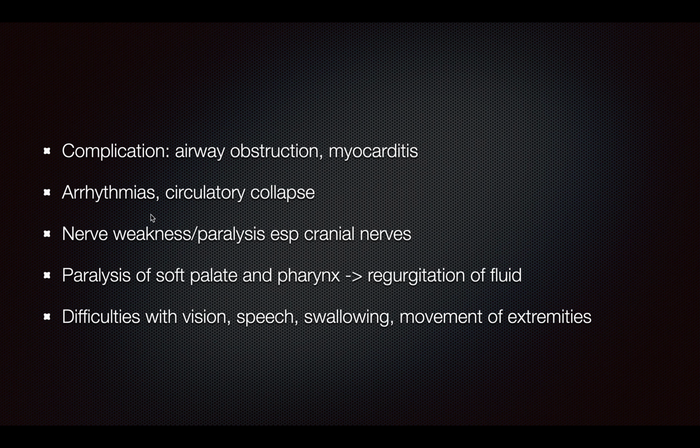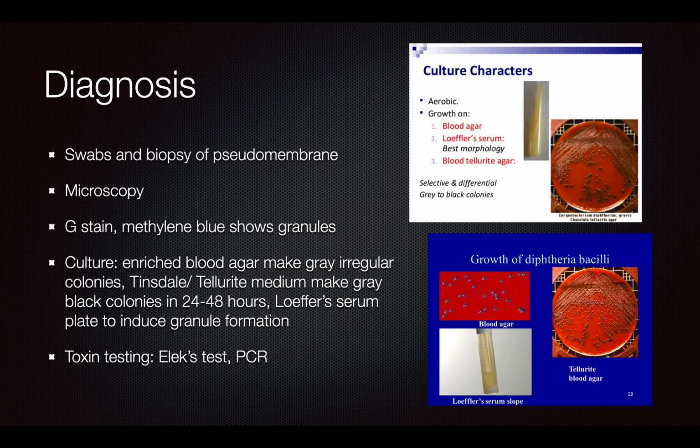Other complications include the arrhythmia and the circulatory collapse, along with the nerve weakness or the paralysis of the cranial nerves, and that can cause the paralysis of the soft palate and the pharynx, and then the regurgitation of the fluid. There's going to be difficulties with vision, speech, swallowing, and movement of the extremities.